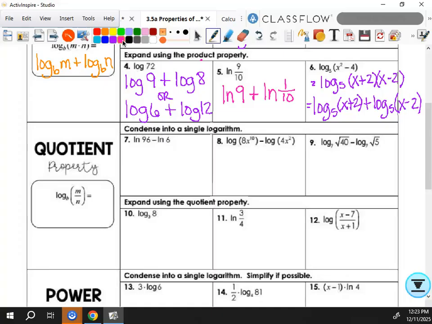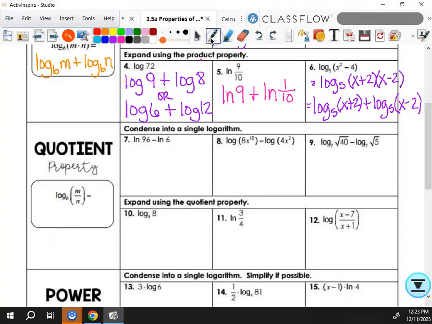All righty. Now we're going to condense. Now we have the quotient property. So this is log base b of, let me move over some, I'm writing too big. Log base b of m minus log base b of n. Okay. So when I have two logs that have the same base, I can change that into one log with division. So this becomes the natural log of 96 over 6. What is 96 divided by 6? 16.